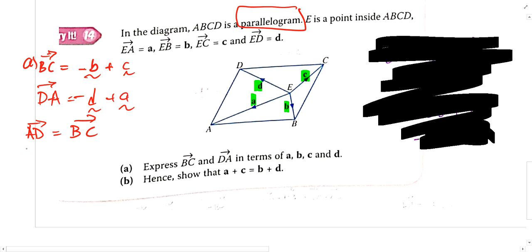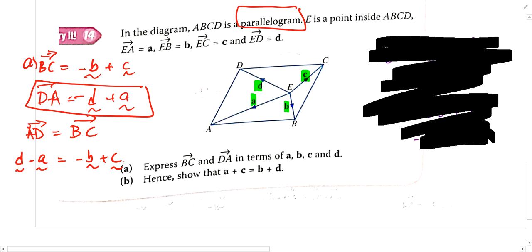Minus A plus D. Yeah, alternatively, we can actually obtain it from here, right? So we just switch the signs. So I get D minus A equals to BC. And what is BC? Negative B plus C. Okay, now I have an equation involving all these. I want A and C on the left hand side.